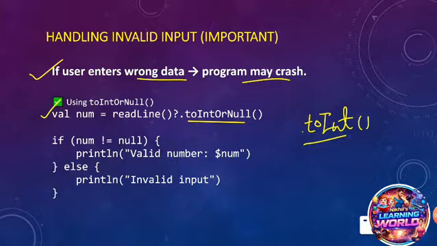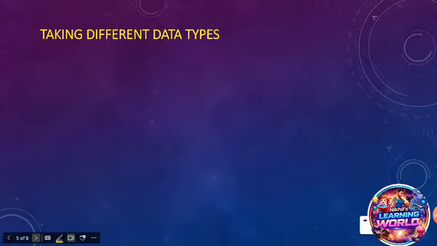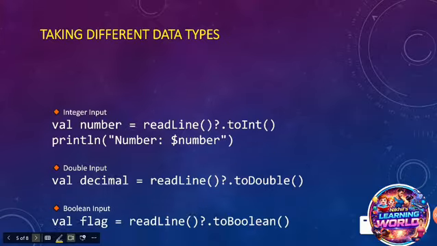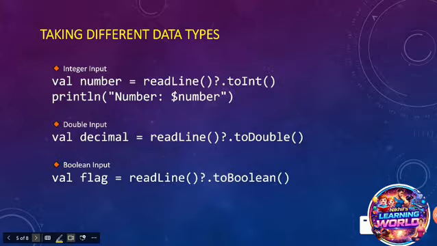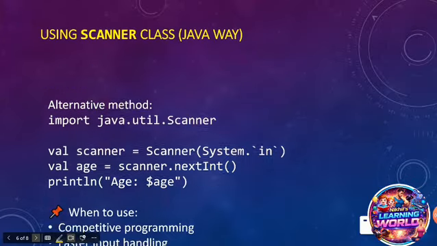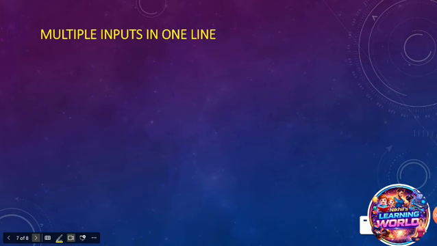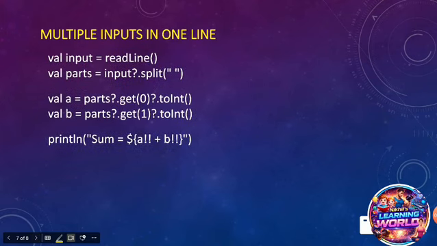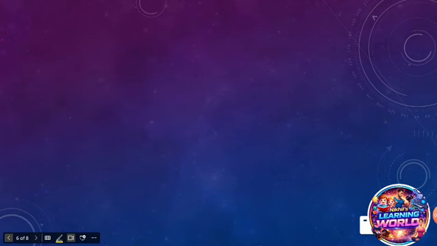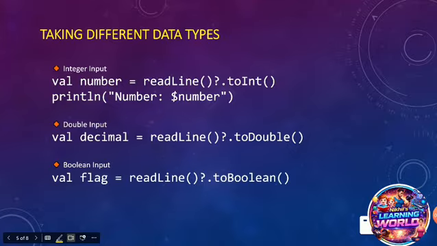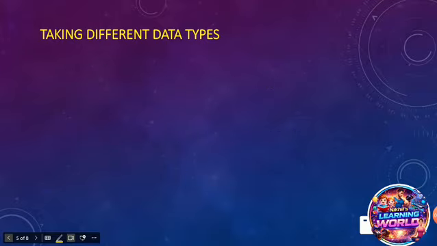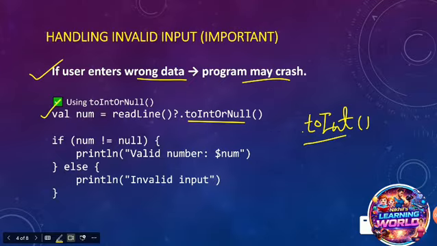Now step number 3, safe input handling. How can we handle the input safely? Use this instead: val number = readLine().toIntOrNull(). It may be an int or null. If number is not equal to null, it is a valid number, and if it is null, it is an invalid input. That's it. It is much safer compared to the previous one.